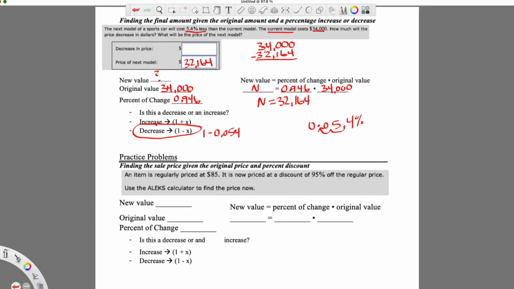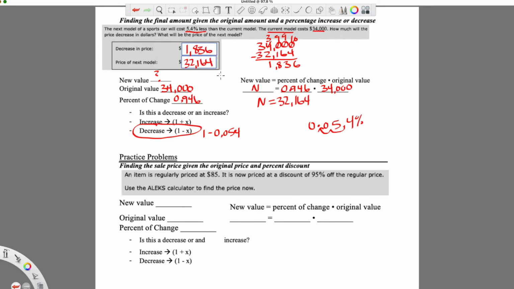So this one I'd have to borrow all the way over here. This would turn into a 10, which I'd have to borrow again, turn into a 10, borrow again. And there's finally the 10. So 10 minus 4 is 6. 9 minus 6 is 3. 9 minus 1 is 8. 3 minus 2 is 1. And 3 minus 3 is 0. So the actual change in price, it went down by $1,836.